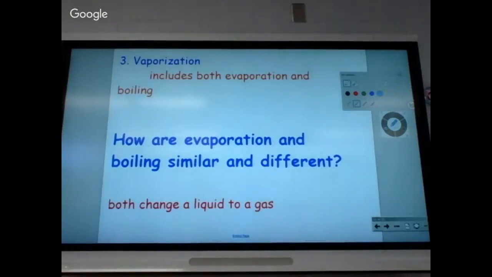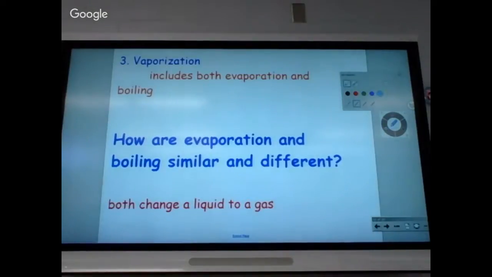So boiling has one temperature. Does evaporation happen at one temperature? No, that happens in a whole range of temperatures. It doesn't happen at one particular temperature. Now, where does evaporation occur in the liquid? At the top or all throughout? Top. At the very top.